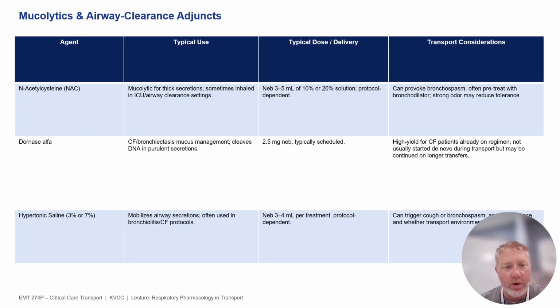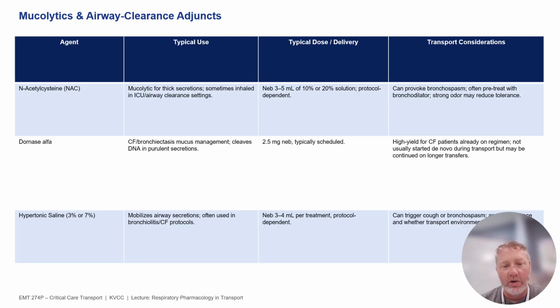The other one, or I guess two, hypertonic saline or hypersal, that is essentially just a saltwater solution that is nebulized, different percentages of the salt. So 3% or 7% are the most common ones, but you may see other percentages. Those work by osmotic draw, pulling water into the airway lumen and thinning secretions. Again, though, it can trigger cough and bronchospasm, and really, it's just like an airway irritant.